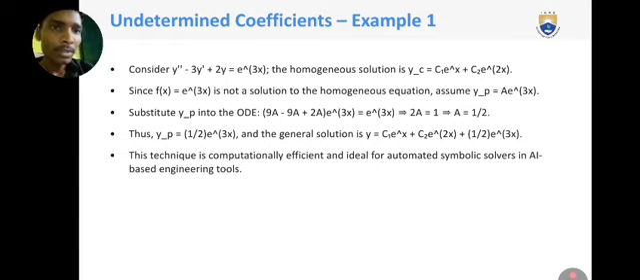Thus y p is equal to 1 by 2 e power 3x. The general solution is y is equal to c1 e power x plus c2 e power 2x plus 1 by 2 e power 3x. This technique is computationally efficient and ideal for automated symbolic solvers in AI-based engineering tools.